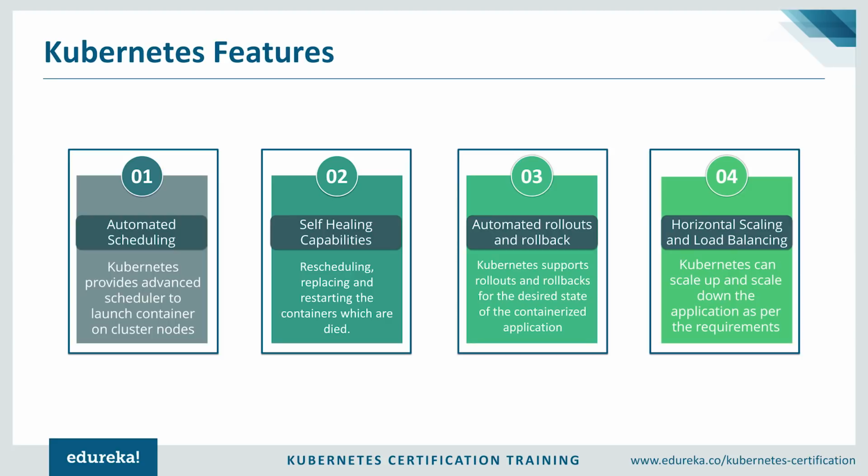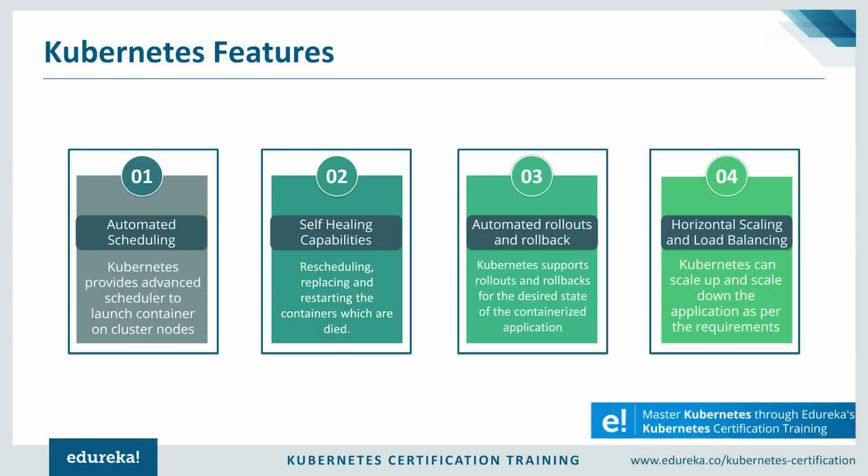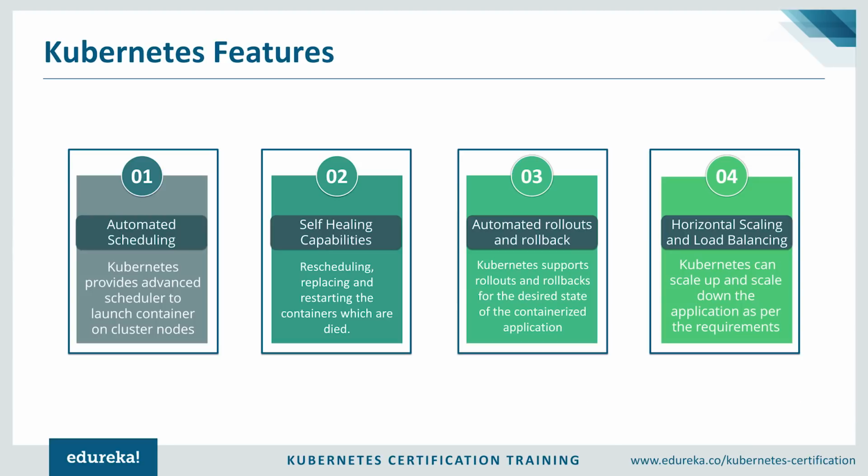So in short, Kubernetes offers automated scheduling by which it provides the advanced scheduler options to launch the containers on cluster nodes as per the requirements. It has self-healing capabilities. So by that, I mean that it can reschedule, replace, and restart the containers which are dead. Not only this, but it also provides automated rollouts and rollbacks, by which I mean that Kubernetes supports the rollouts and rollbacks for the desired state of containerized applications, and it also provides the horizontal scaling and load balancing so that you can scale up and scale down based on your requirements of the application, right? So guys, these were the features of Kubernetes.